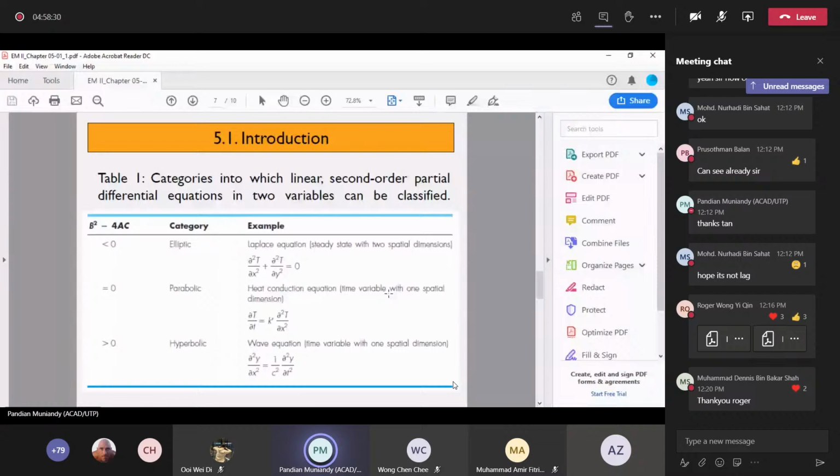So what is this elliptic? This is called the category of the equation. But what is that in real world engineering application? This is what we call the Laplace equation. Not the Laplace that you studied in chapter 3, which is a method invented by Laplace, the name of the person. This equation was also discovered by Laplace, but this is a PDE, partial differential equation: the Laplace equation, steady state with two spatial dimensions, that means x and y.